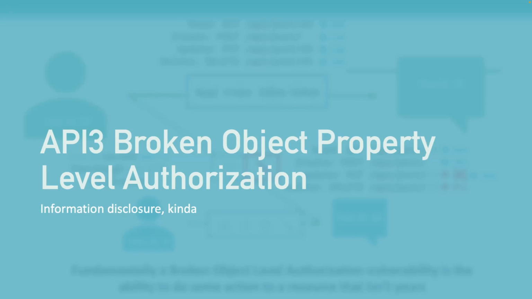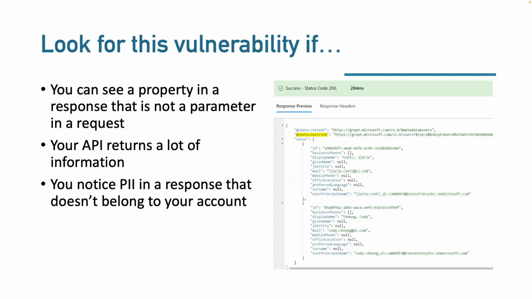API 3, Broken Object Property Level Authorization. This is a new vulnerability that has just entered the OWASP API top 10, and it combines information disclosure with what was previously called mass assignment. So you want to look for this vulnerability wherever you see a property in a response that is not a parameter in the request. So if you make a request and let's say you can do a GET and you can find not just the user ID, but maybe their email or something a bit more personal, maybe personal data about their account.